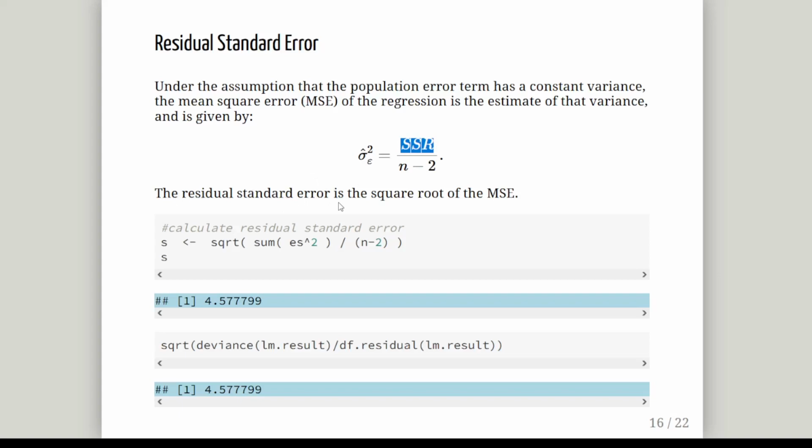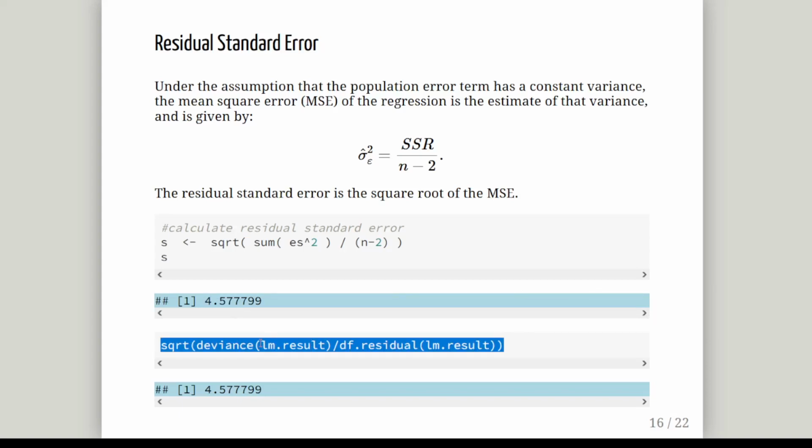So this is straightforward enough really. We have our residuals, square them and sum up the answer, and then divide by n minus 2. To get the residual standard error, we just get the square root of that. That's great. So the answer there is 4.578.